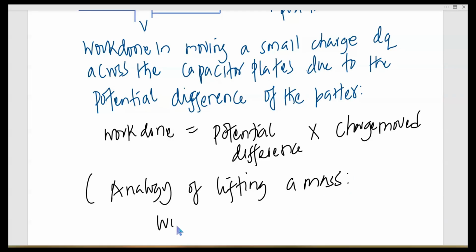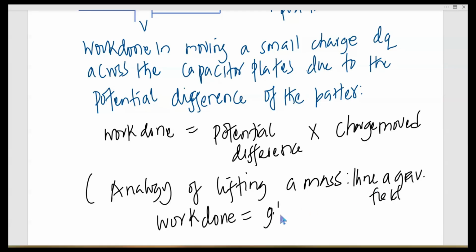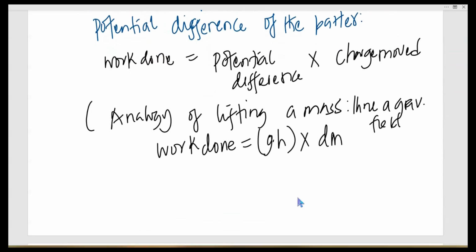So the work done, this is through a gravitational field. So the work done would actually be g times h, multiplied by the smaller mass. So this is a smaller mass dm.